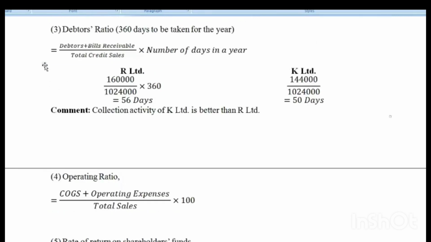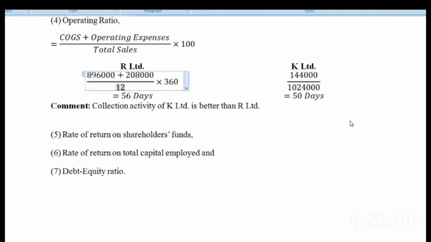Okay, so 12 lakh 80,000 and into 100. Calculate the answer. 86.25 percent.